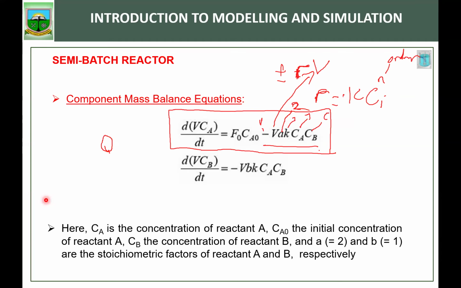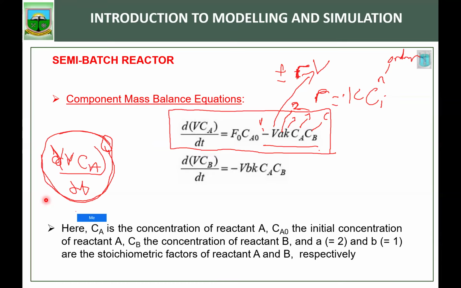Now, there's something to note here. Let's look at this term here, d(VCA)/dt. If the volume of the reactor is also varying, it means that we have to apply the chain rule, like yesterday, to separate this. We have to differentiate each of them differently because they are all variables that are varying. But if volume does not vary, it becomes a constant, then volume can come out, and then you have dCA/dt. Then you make dCA/dt the subject, then this can also hold. Okay.